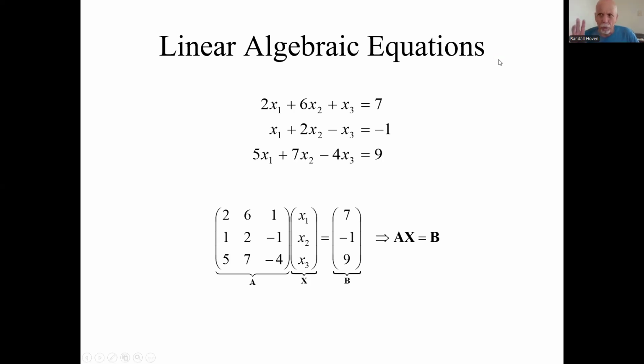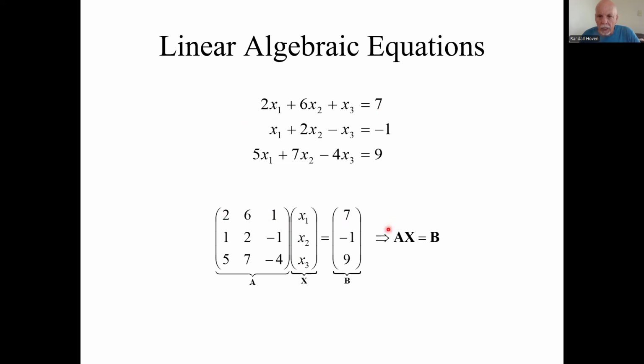I'm now starting chapter 3 of my course called linear algebra, and I'm finally getting to linear algebra. Here's a system of simultaneous linear algebraic equations. In this case, it's 3 equations and 3 unknowns. And now that we know how to do matrix arithmetic, convince yourself that this matrix formulation is equivalent to these 3 scalar equations. Here I have 2x1 plus 6x2 plus x3 equals 7. That's that first equation, etc.